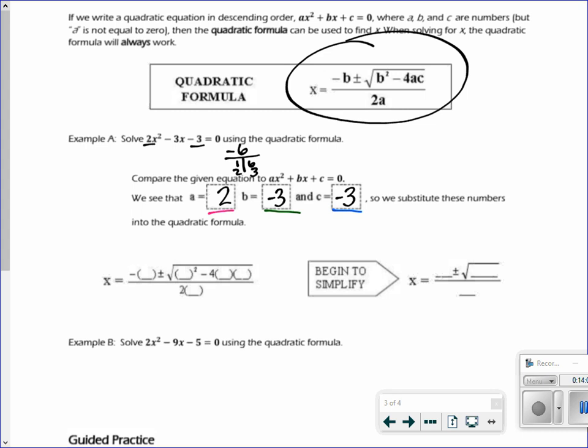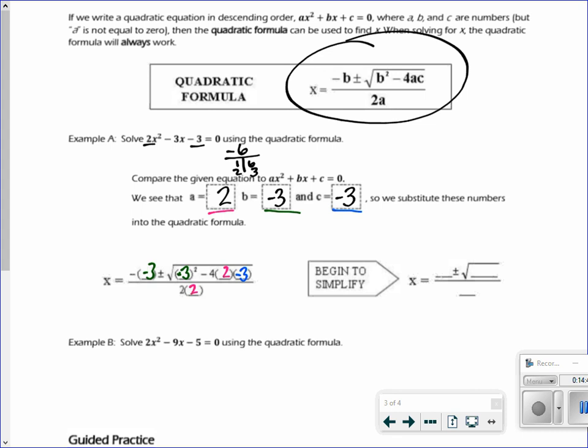So x is equal to -b, so it's a negative in the formula, and then our b value is -3. Plus or minus the square root of b squared. This is where you need to be careful. We are squaring. There's going to be a lot of times that your b value is negative. If you don't use parentheses, you're going to get the wrong answer. So that -3 is in parentheses before you square it. Minus 4ac all over 2a. So it is plugging numbers into their corresponding parts.